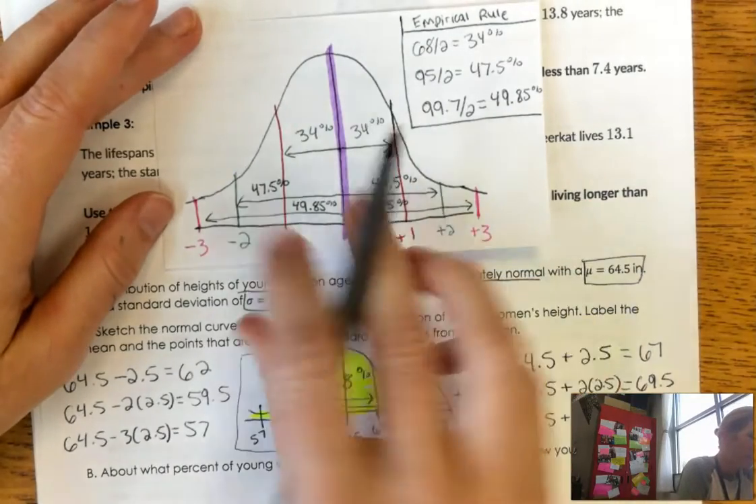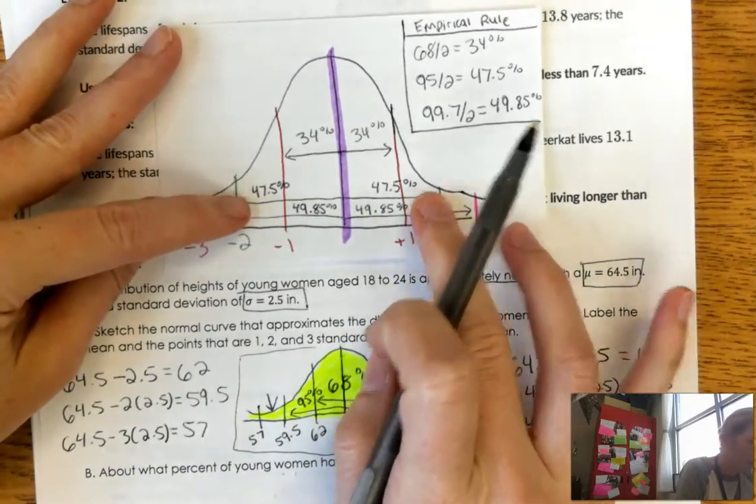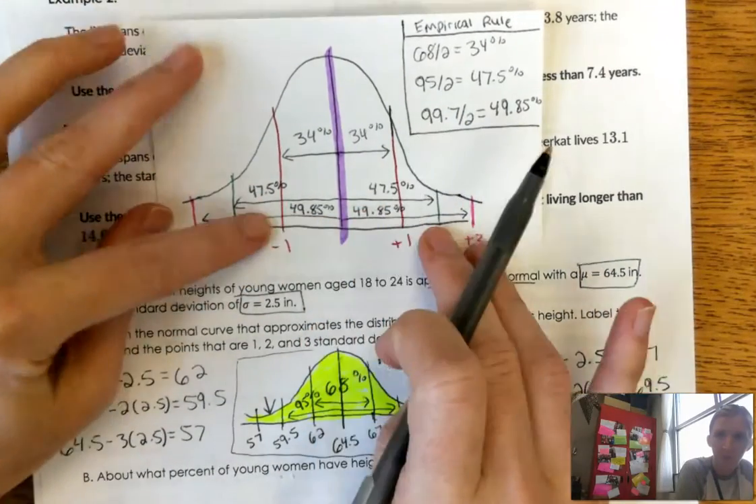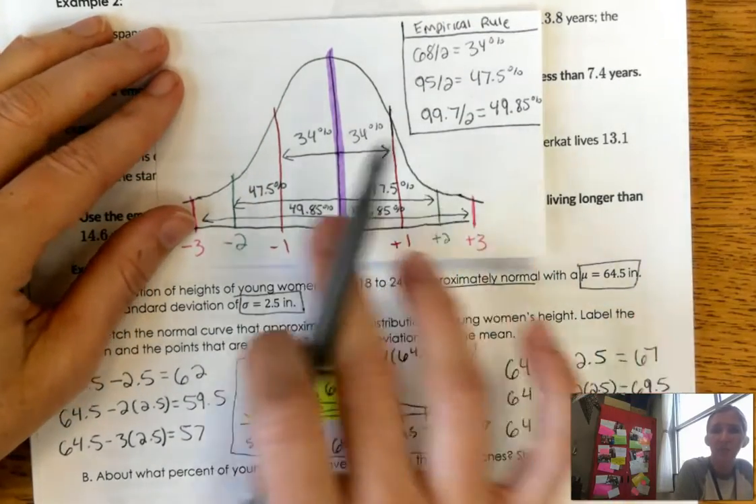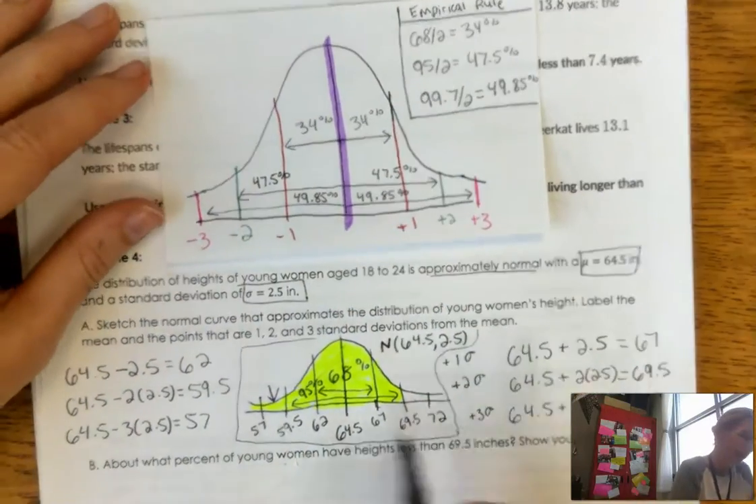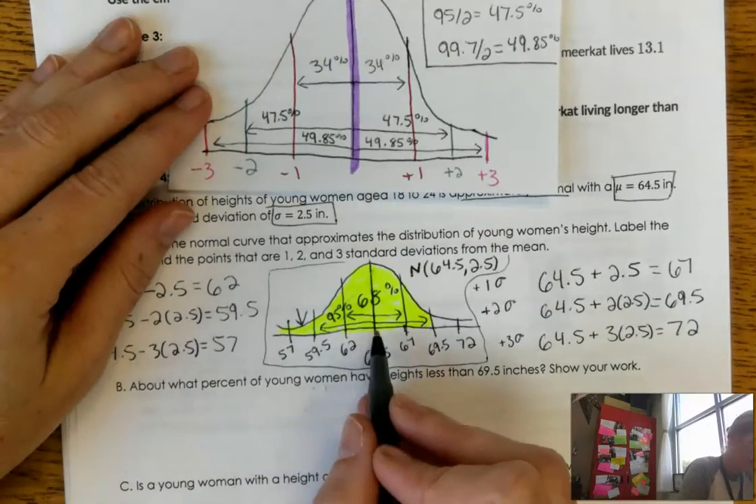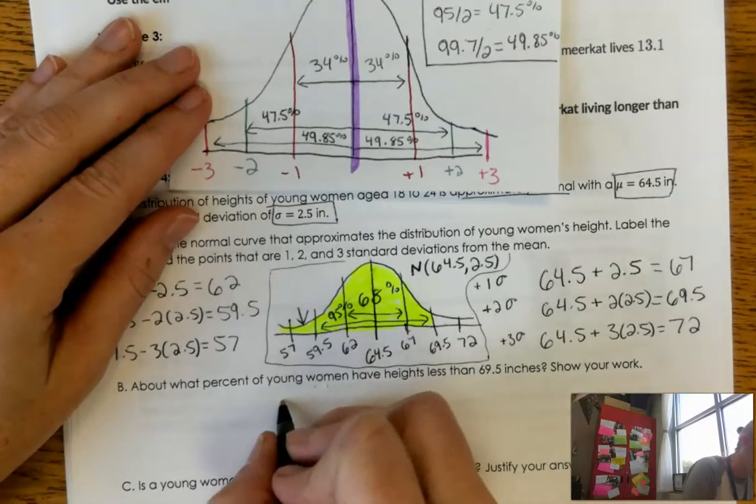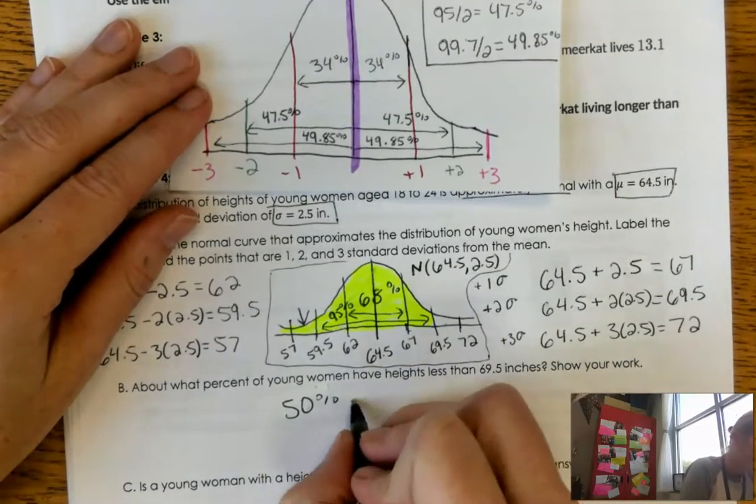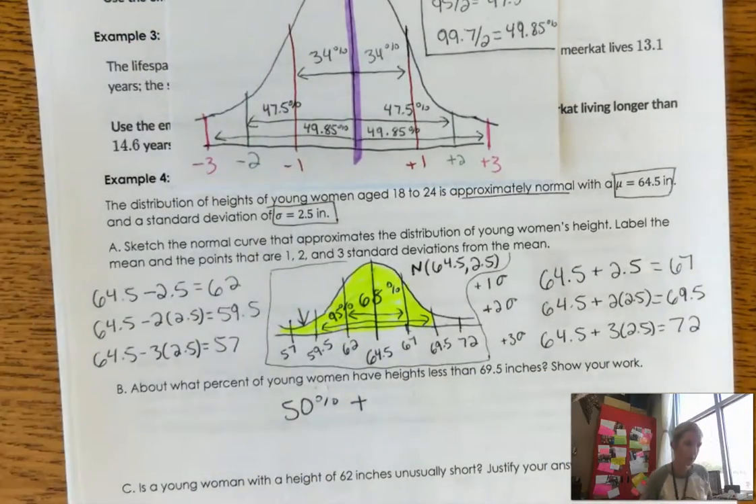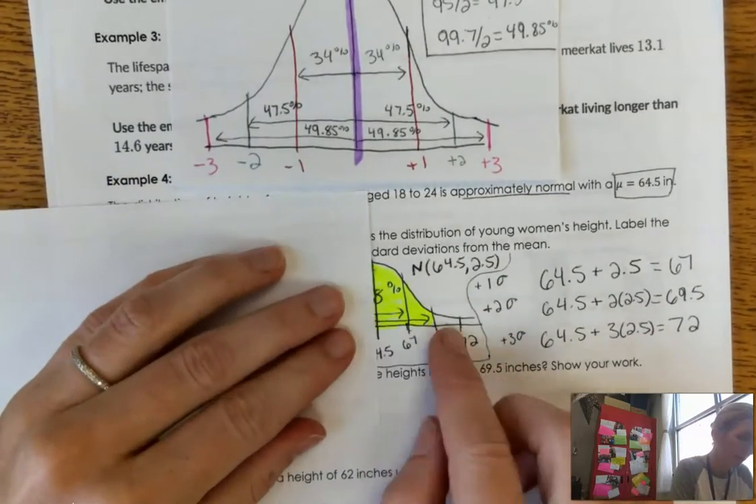So remember, we split up the 68% into 2 34s. We split up the 95 into 2 47.5s, and we split up the 99.7 into 49.85, 2 halves, right? So looking at this, it looks like I've got the entire left-hand side, and the entire left-hand side of the mean is going to be 50%, right? Everything to the left of the mean is 50%. Plus, I need to figure out what's my percentage to the right of the mean.